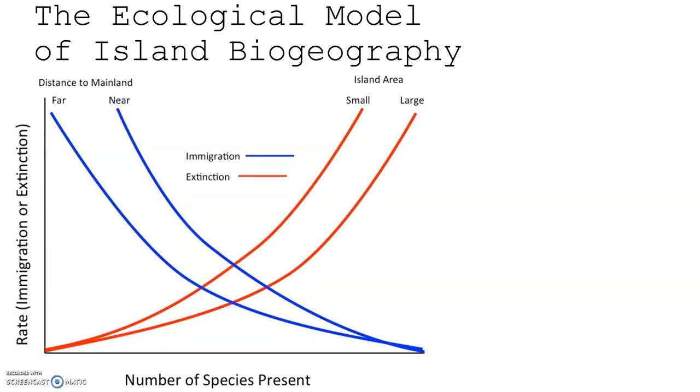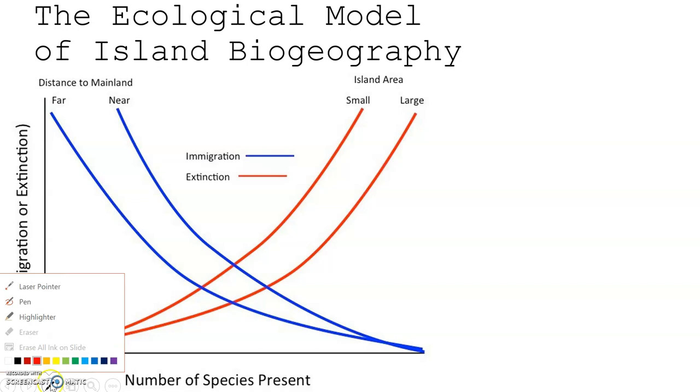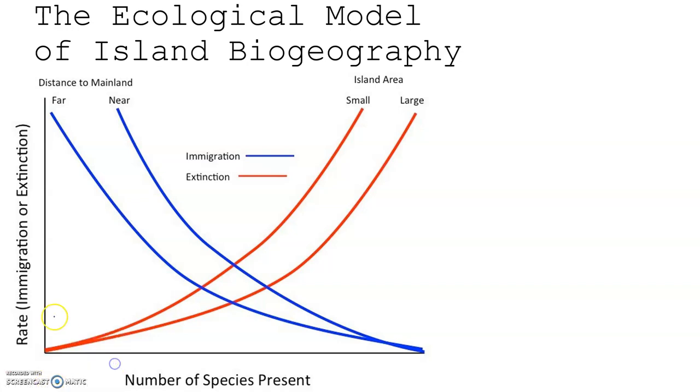So let's take a look at this graph. We're looking at the rate of immigration or extinction. Immigration is in blue, and we have distance to mainland, far and near, and then the island area is small or large. And the easiest way to read this is, let me draw a line.